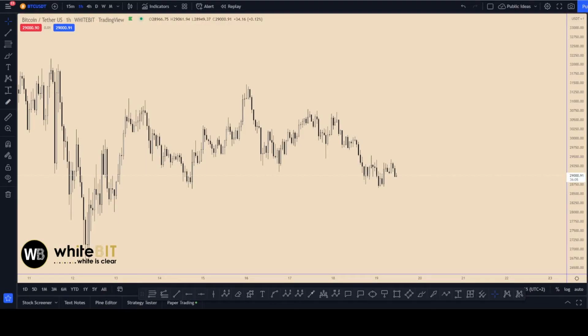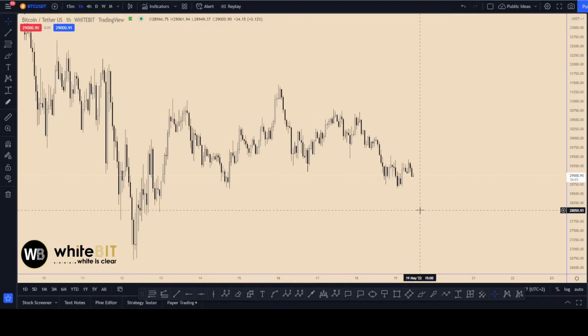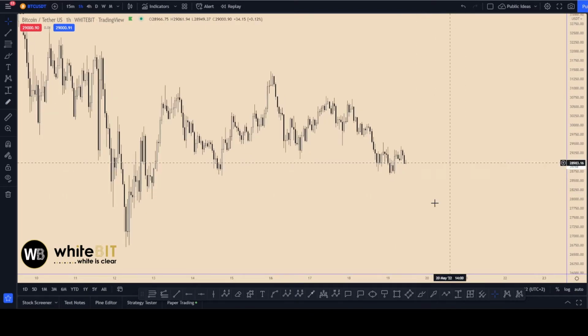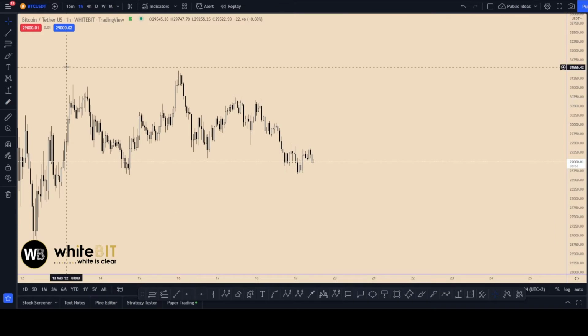Hello guys, today I'm gonna show you how you can trade the head and shoulder pattern through a live example. So let's go into some small details.